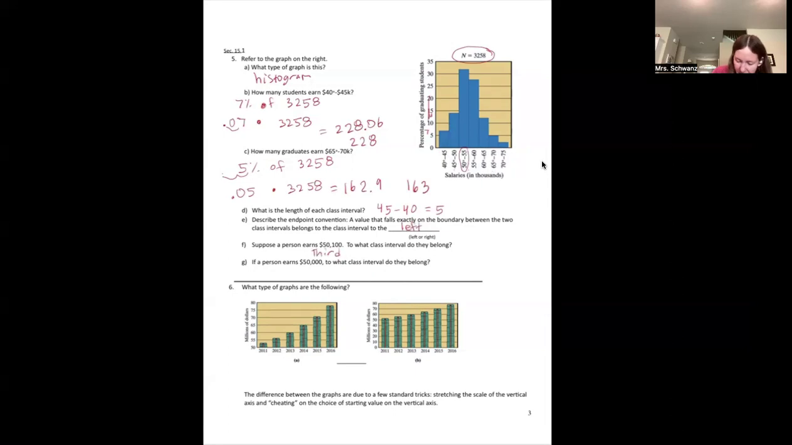I'm just saying that's the third over. All right, and then if a person earns 50,000, to which class do they belong? So this is when they're right on the borderline, right? So 50,000 is right here. So they're actually going to belong to this class that includes 45 and 50,000.